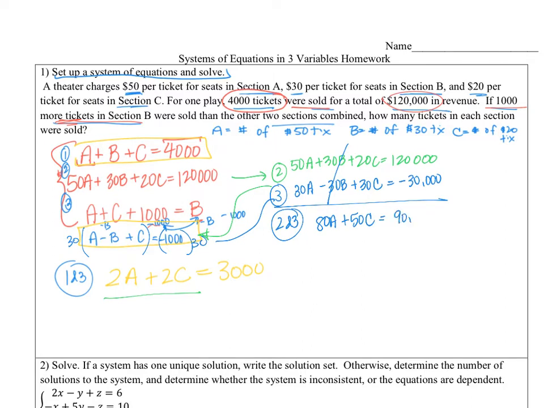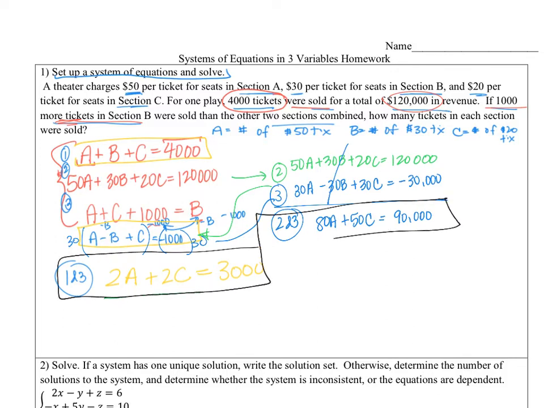equals 90,000. And so now the little system I want to solve is these 2 together. That's going to help me find A and C.